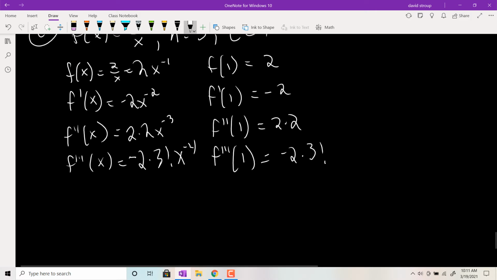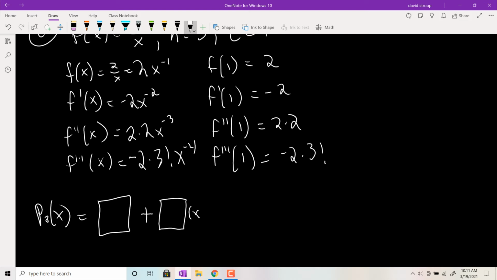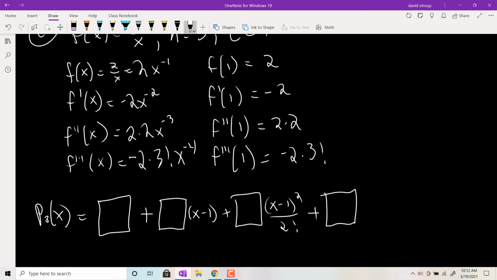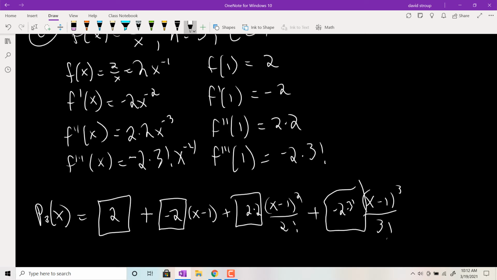Okay, and then we need to go to our third degree polynomial. So again, I like just putting stuff in the boxes. So this will be blank times x minus the center plus blank times x minus the center squared all over 2 factorial plus blank times x minus the center cubed all over 3 factorial. And then I'm putting in 2, -2, 2 times 2, -2 times 3 factorial. And you'll see there's a nice cancellation there.